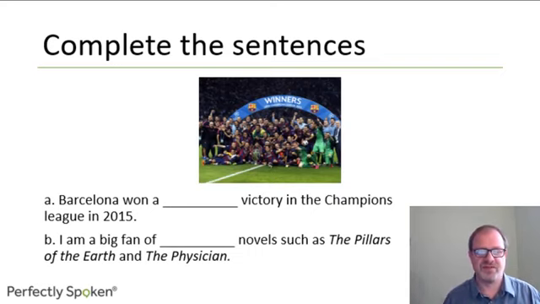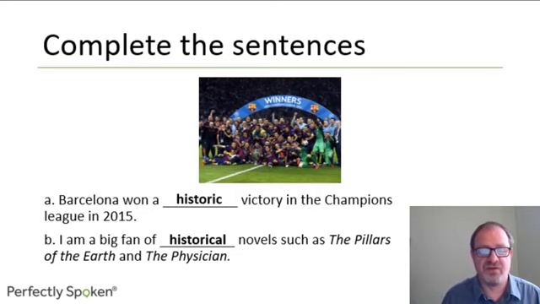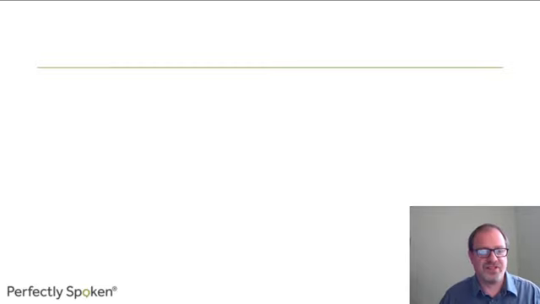The first one, Barcelona won, well, here we want to say an important, significant victory. And of course, it's historic. Whereas B, we are suggesting that these novels are about history. They're related to history. It's historical novels. Pillars of the Earth, obviously written by Ken Follett, an international bestseller, and The Physician by Noah Gordon, I think also an international bestseller. So historic, meaning significant or important, historical, just simply about history or related to history.